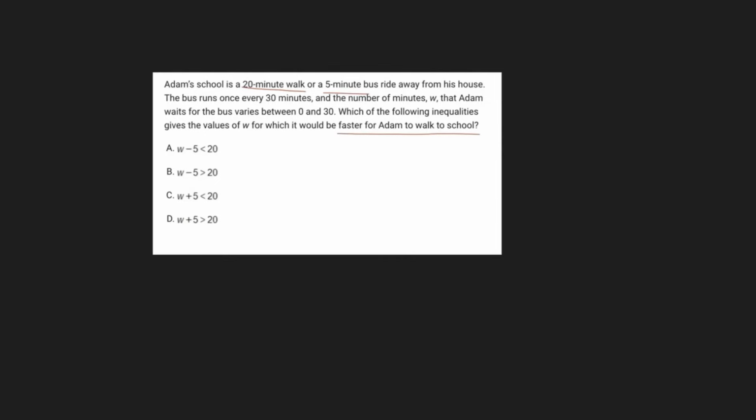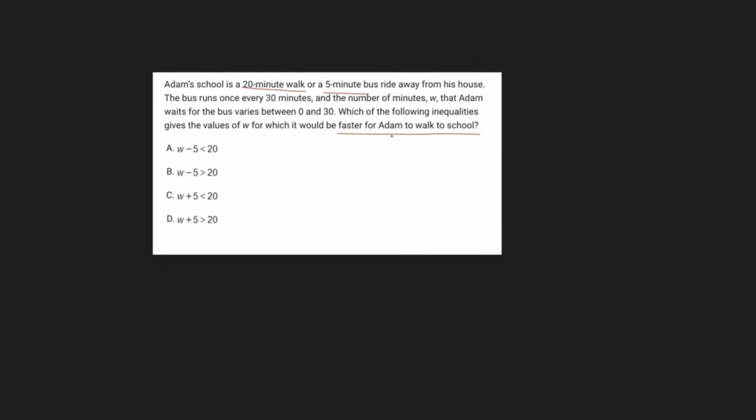Right, so the first thing to notice here is that for all of our inequalities, everything on the right side is a constant 20, right? So that represents that 20-minute walk that Adam has the option to take. Everything on the left side, therefore, represents that bus ride. So it's the 5 minutes of the bus ride from his house to the school, including that waiting time between 0 and 30 minutes.